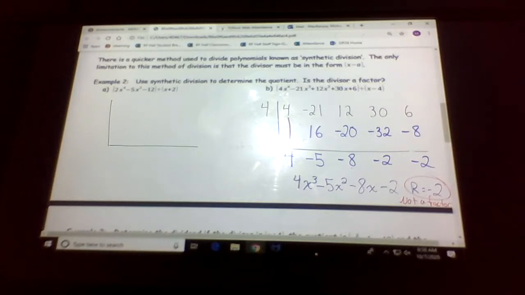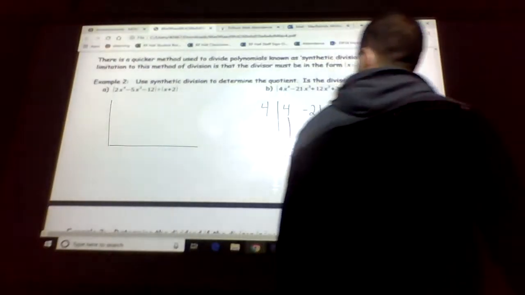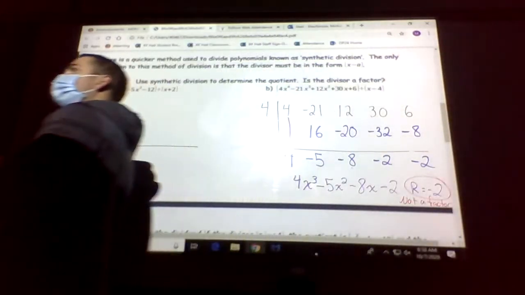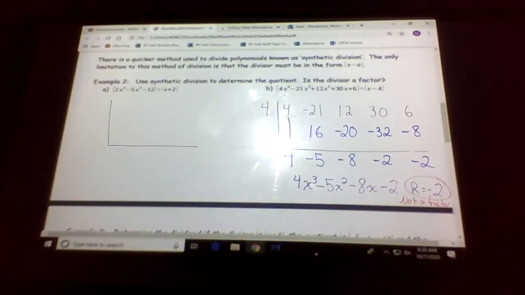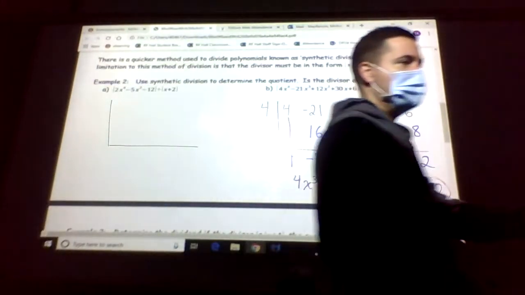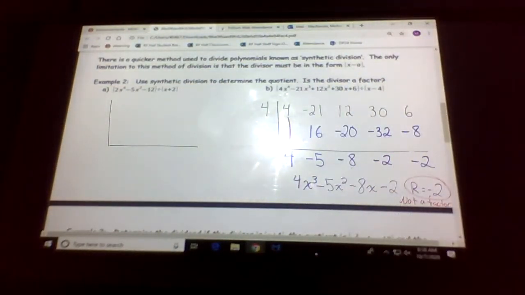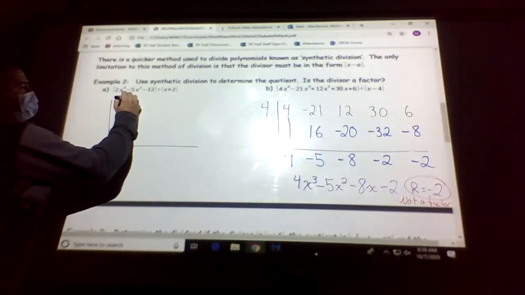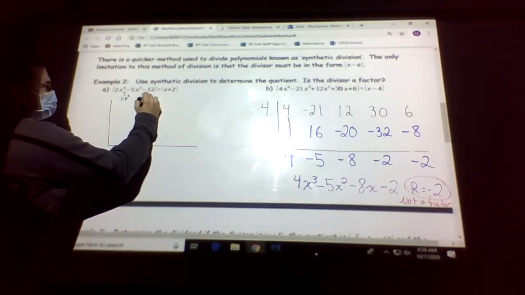Okay, so 2x to the power of 4 minus 5x squared minus 12, divided by x plus 2. Again, you have to make sure you have a decreasing order of exponents. So we start with the power of 4, so we have to have a power of 3, a power of 2, power of 1, and then a number. Are we missing any of those? Yes, we're missing the x cubed and x. So we're actually missing 2. So we would insert 0x cubed and 0x.